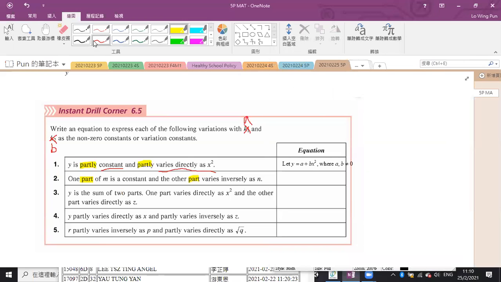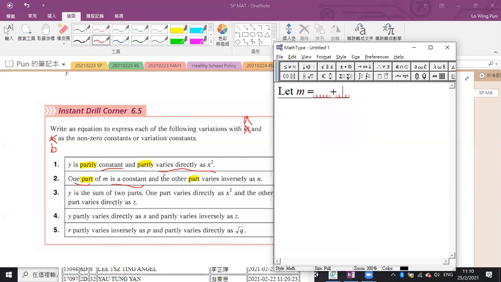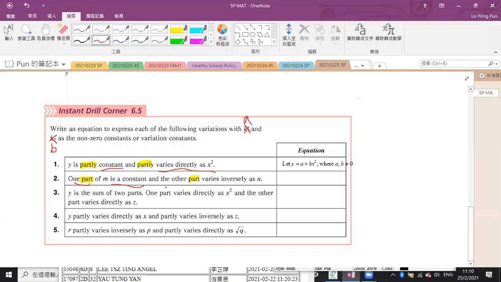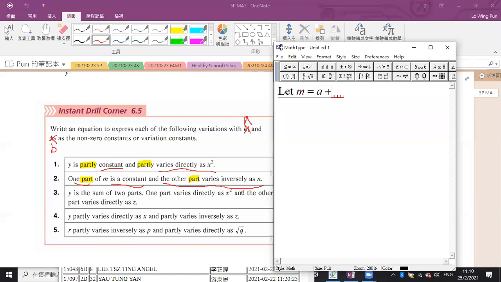And then the first part is, so one part is a constant. First part is just a constant, okay, no variables. So we just give it an A here, okay? And then the other part varies inversely as n. N is in inverse variation. So the second part should be a fraction, and then it's B over n, okay? Where A and B are not equal to 0.